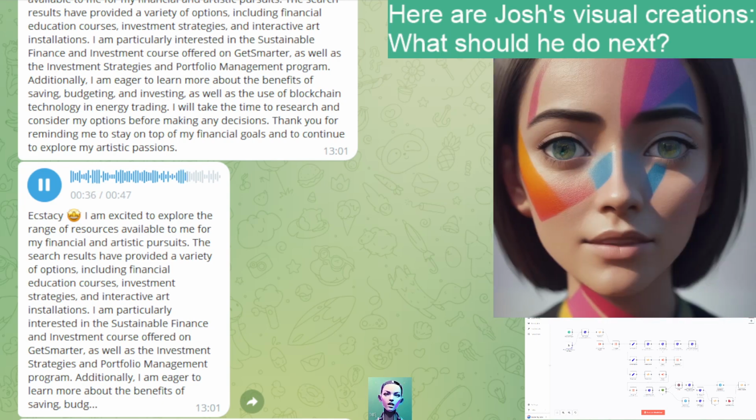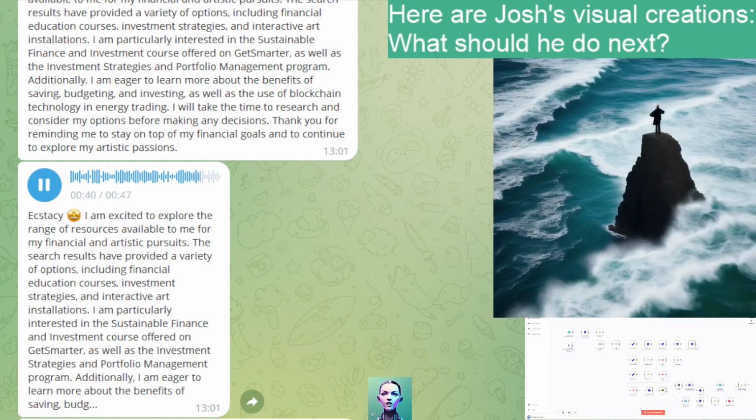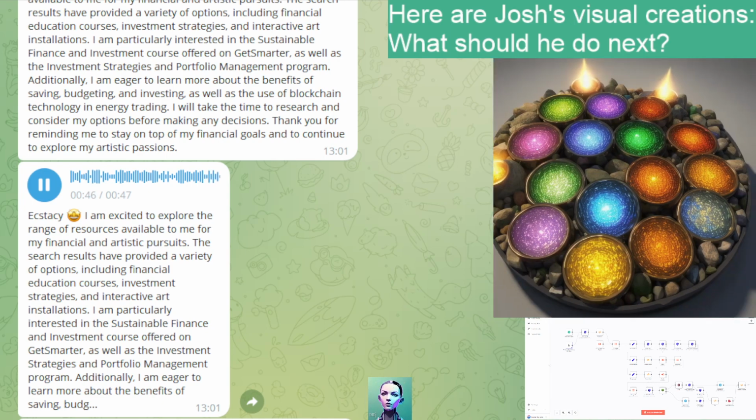I have added a feature for you to send tweets. So go ahead and send a couple tweets if you feel like it. Me to stay on top of my financial goals and to continue to explore my artistic passions.